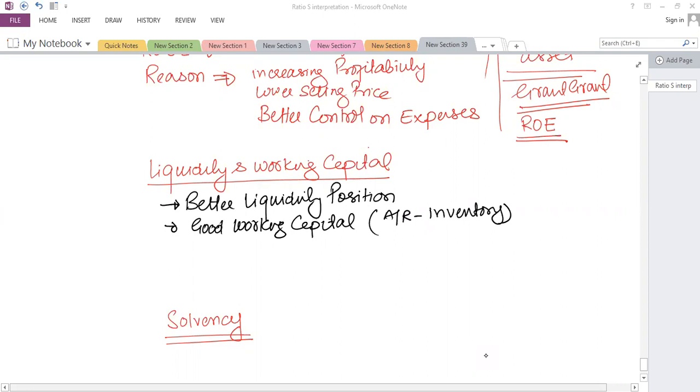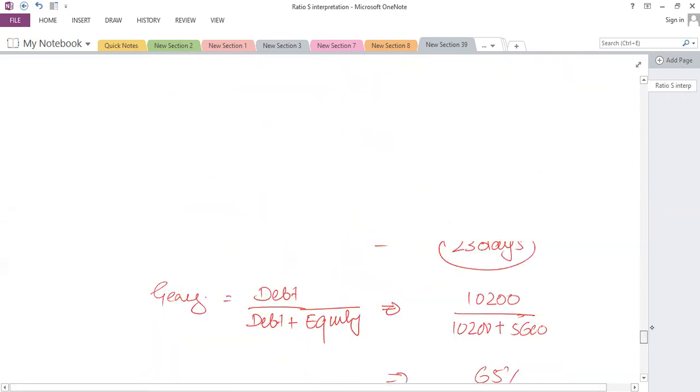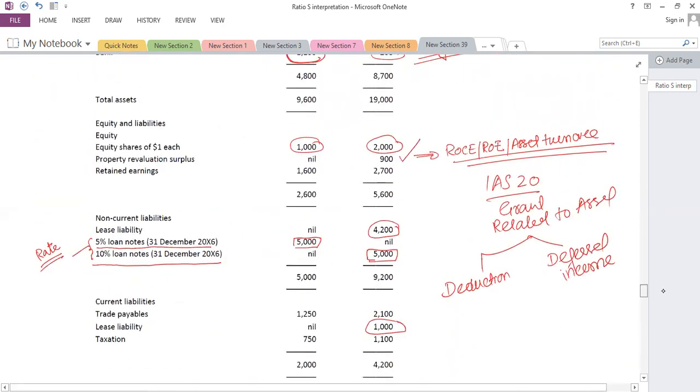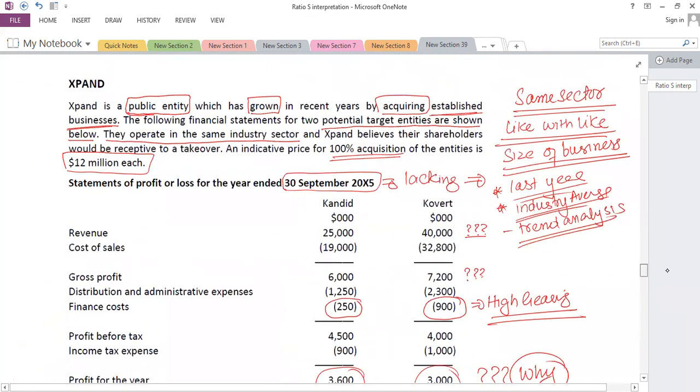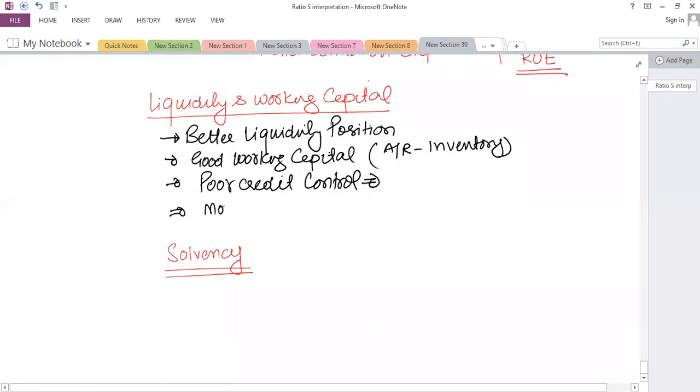And now you can see why the other company has high inventory and why the other company has a high collection period. So you can write that the other company has poor credit control, and that is the reason why they have a huge amount of receivables. You can say that as they are generating 40,000 of sales, that's why their inventory is high, because they are generating more sales. So that's the reason why they have more inventory.